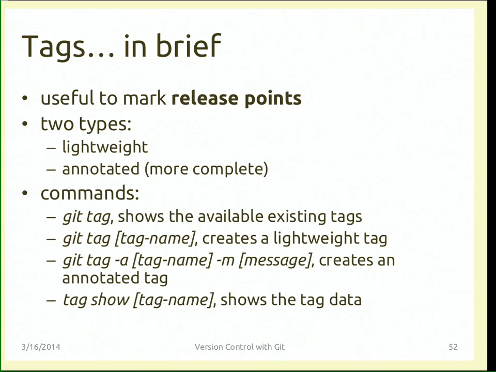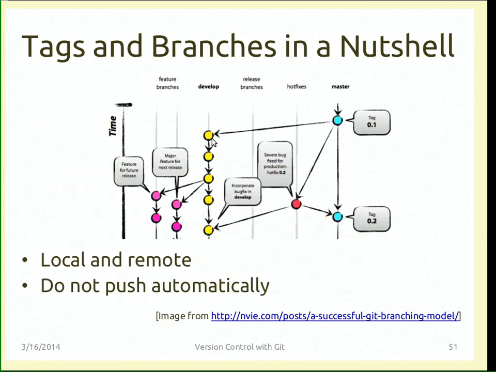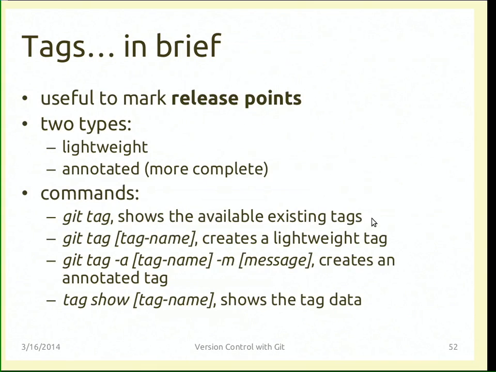Two types of tags are available in Git, lightweight and annotated, which is more complete. Typically it's a lightweight tag, a circle, a point on the branch with a label, in this case, for example, tag 0.1, in this case, tag 0.2. Some commands: git tag shows the tags, git tag name creates a tag, git show tag shows all the properties of the tag, and so on.